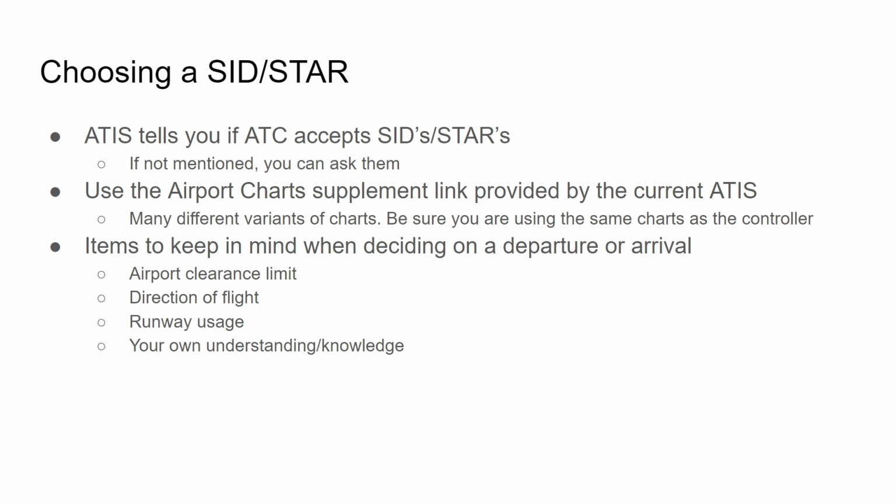And some items to keep in mind when deciding on a departure or arrival. One is the airport clearance limit, so where your arrival will be. Direction of flight, so where you're departing, whether it be to the west, southwest, east, southeast, northeast, whatever. Runway usage, definitely make sure you check the ATISes of both your arrival and departure airports to see which runways are used. And also your own knowledge. Just simply knowing how to fly one is very important as well. If you're not comfortable with it, you can definitely choose different ones.